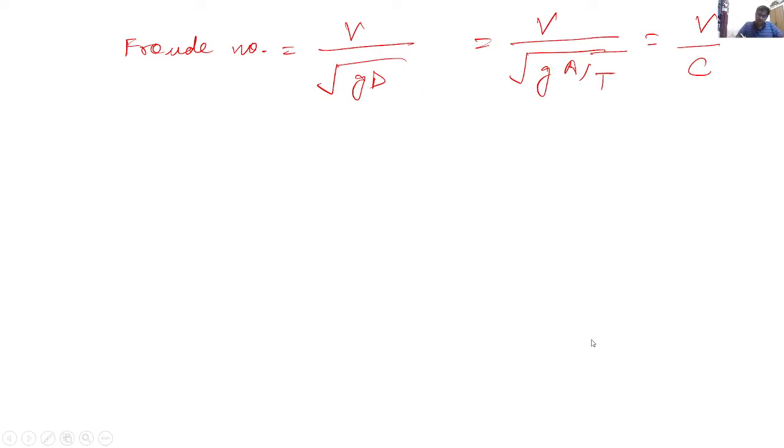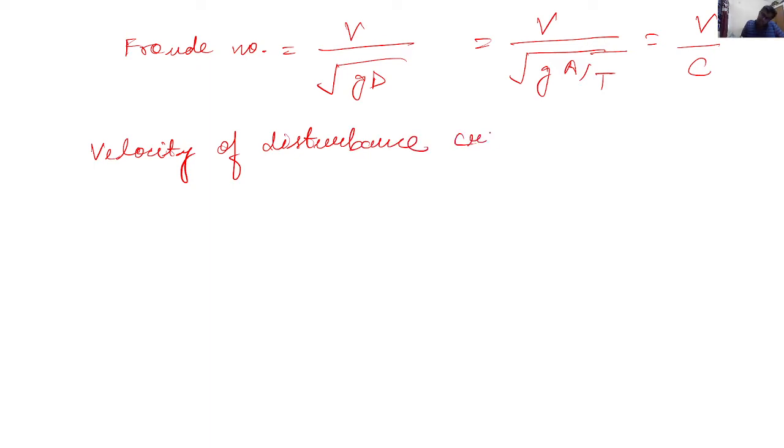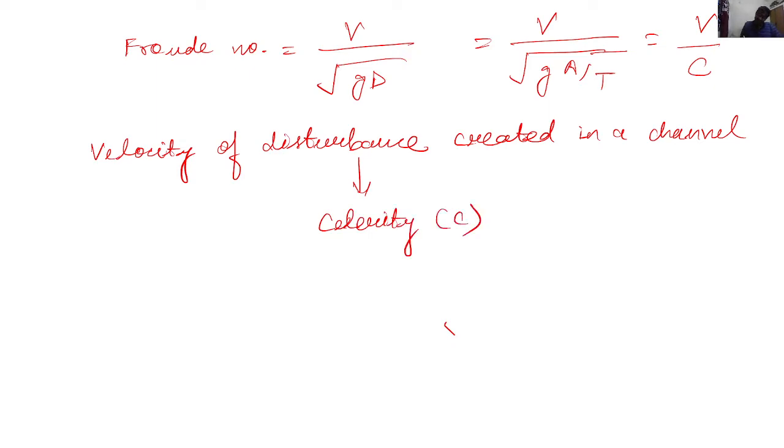So if you happen to throw a stone in a water body, some sort of waves will be produced in it. So the velocity of disturbance of the flow created in a channel is what we call the celerity, and it is denoted as c, which is the denominator of the Froude number. c is nothing but square root of g A by T.